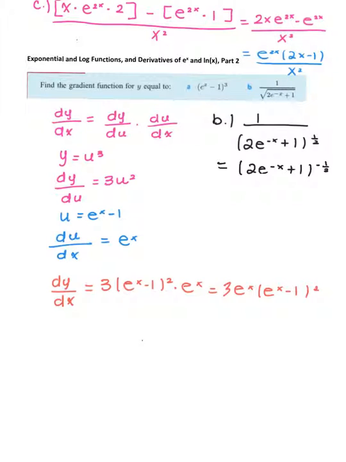Now I see I've got a chain rule example, another one with a big picture, small picture. This time the big picture is u to the negative 1/2. So I'm going to do what I did last time, same technique. y is equal to u to the negative 1/2 this time. And then I'm going to find dy over du.